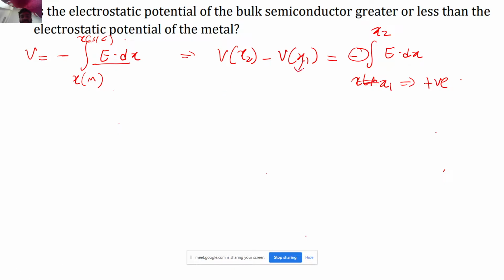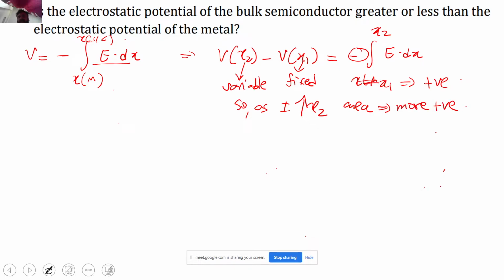So for example, let's say my x1 is fixed and this is variable. As I increase the value of x2, the area will become more and more positive, correct? So what I am doing is adding up the potential as I am moving away from x1, and this continues until what point? As I reach the value of x2, which becomes xn, this is the point where I get the potential that was built inside the depletion region, correct?